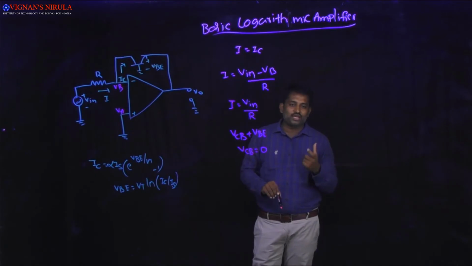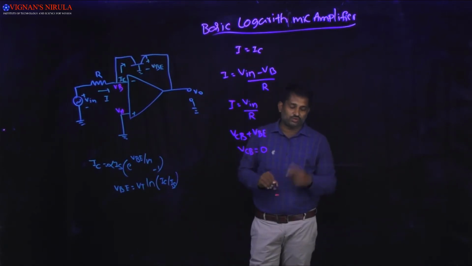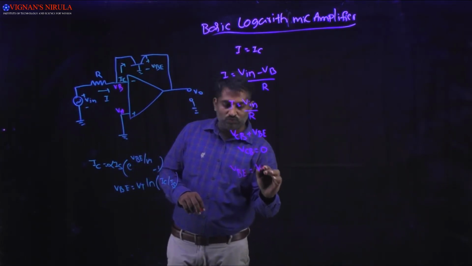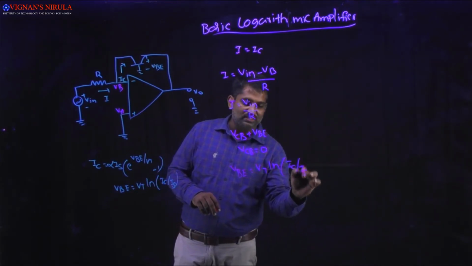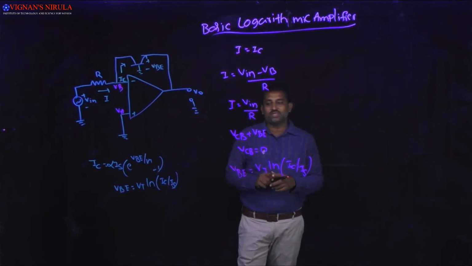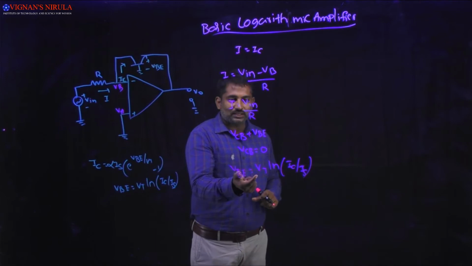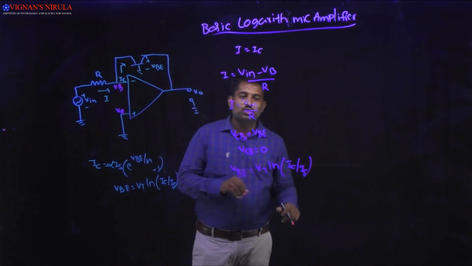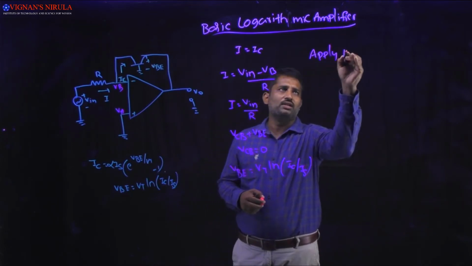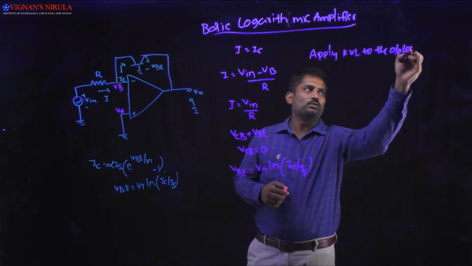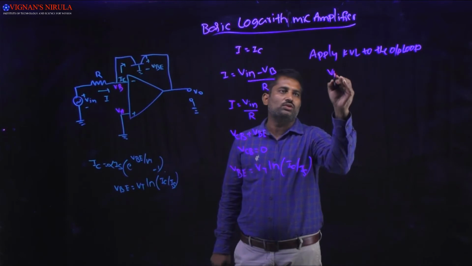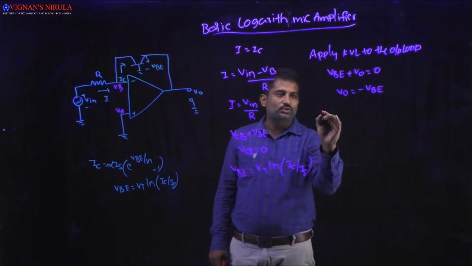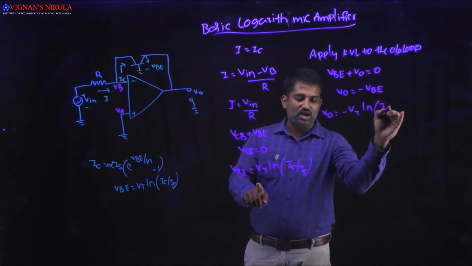Now the voltage across the transistor is VBE. That is, VBE will be equal to VT into ln of IC divided by IS, which is the base emitter voltage. After calculating VBE, I want to calculate the output voltage, so apply KVL to the output loop. VBE plus V0 is equal to 0, so you will get V0 is equal to minus VBE. Just substitute V0 is equal to minus VT into ln of IC divided by IS.